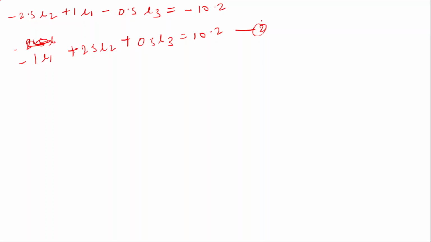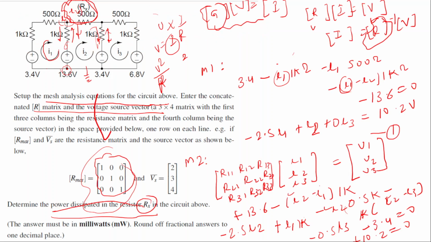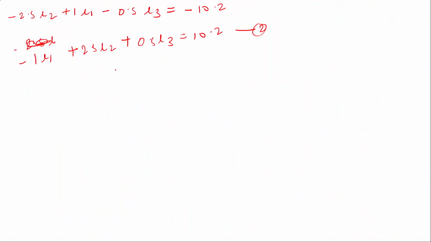Similarly for mesh 3 we need to write the same equation. We will start from here and move along this path. So 3.4. Now we are moving in the clockwise direction. The current in this direction will be I3 minus I2. So now we will write the equation as 3.4 minus I3 minus I2 times 1k.